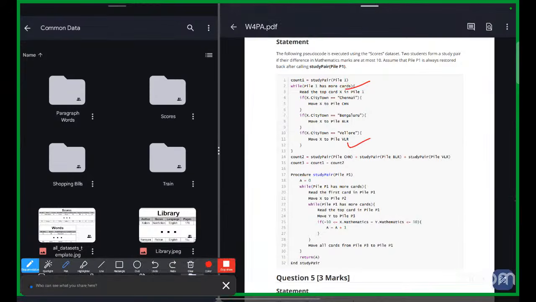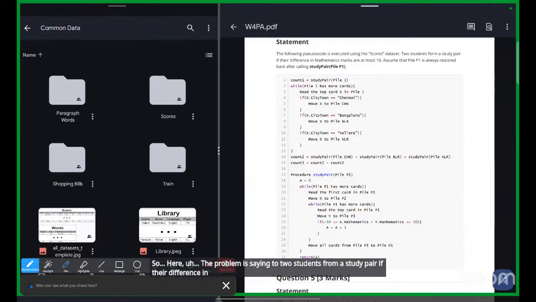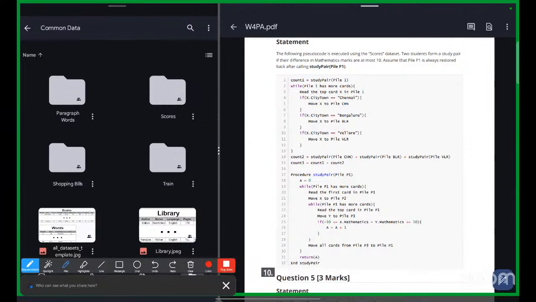Here the problem is saying two students form a study pair if their difference in mathematics marks is at most 10. Assume that the file P1 is always restored back after calling study pair file. Okay, we have a procedure. We need to understand what is happening here.